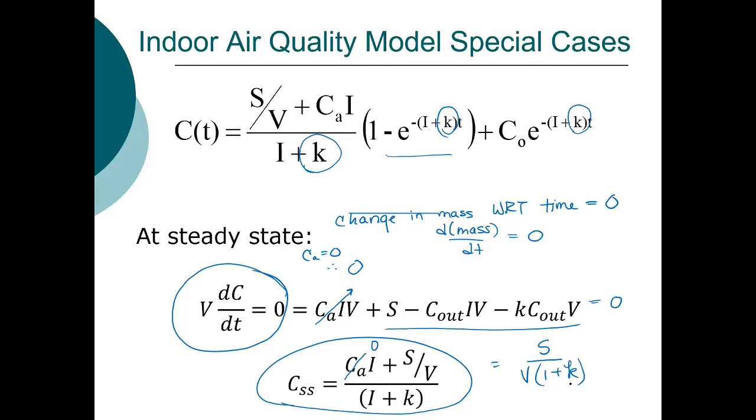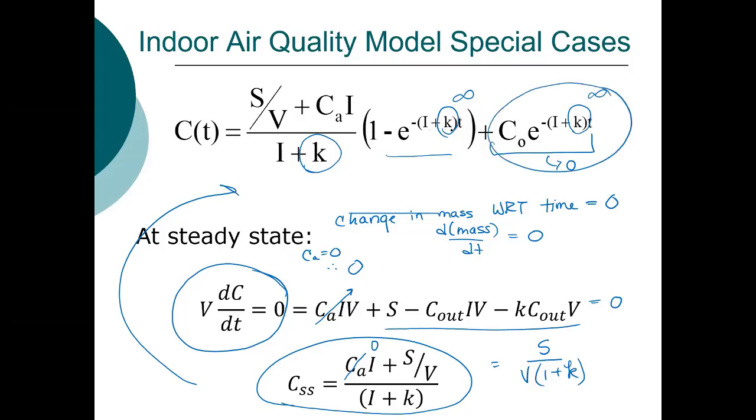We can also obtain it here if T approaches infinity. If T approaches infinity, this term approaches what? 0. Exactly. So in steady state, this term becomes 0. This term right here also approaches what? 0. In which case this equation here is the same equation we have down here.